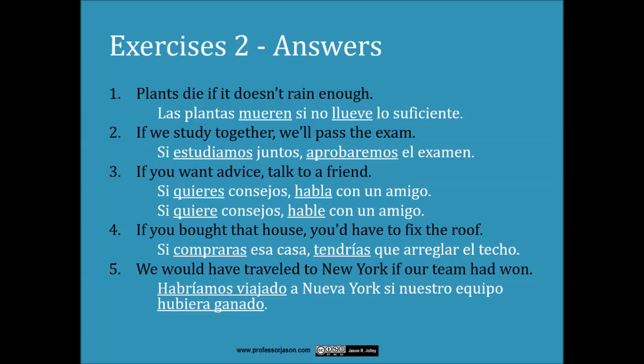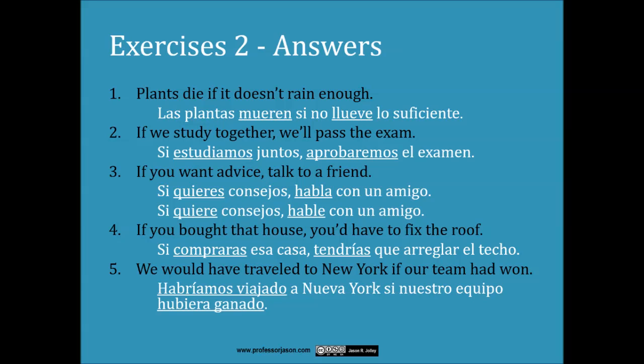Okay, once again, this isn't a real quiz, no points at stake, but what's important, and your answers may vary in terms of the vocabulary and even the verbs you choose, is that you're right on the verb tense and verb mood. Present, past, future, subjunctive, indicative. So general kind of universal truth, plants die if it doesn't rain enough, right? An abstract category 1, las plantas mueren si no llueve lo suficiente.